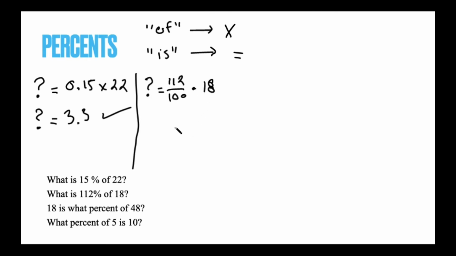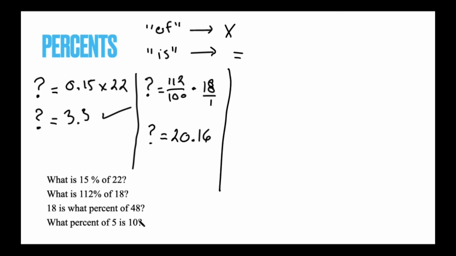Well, you look at that, that's fraction multiplication. 112 over 100 times 18 over 1. And when you, again, use your calculator to solve that, you find that that equals 20.16. Okay, on to this next one.